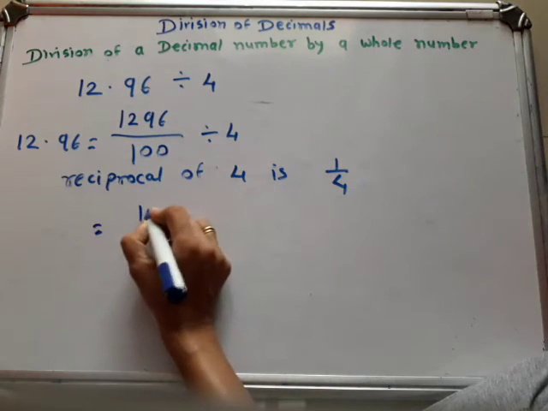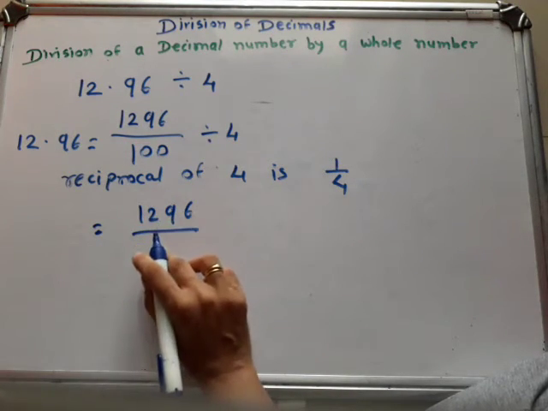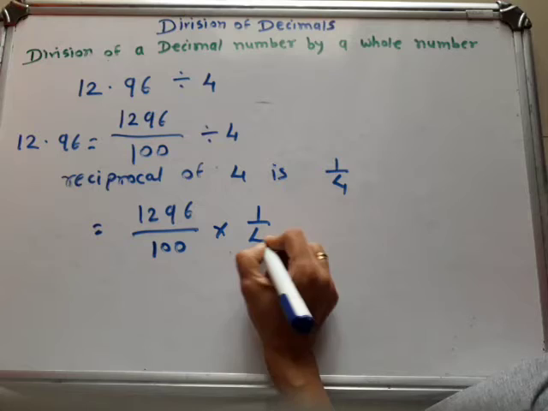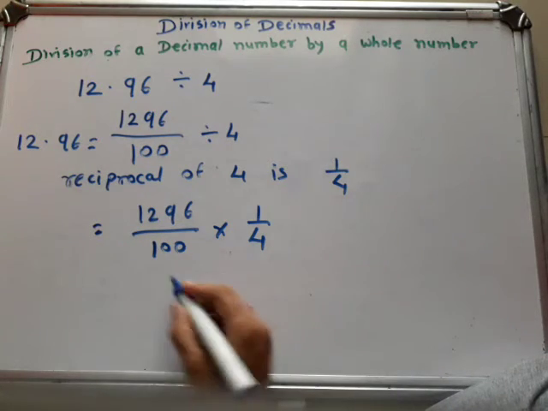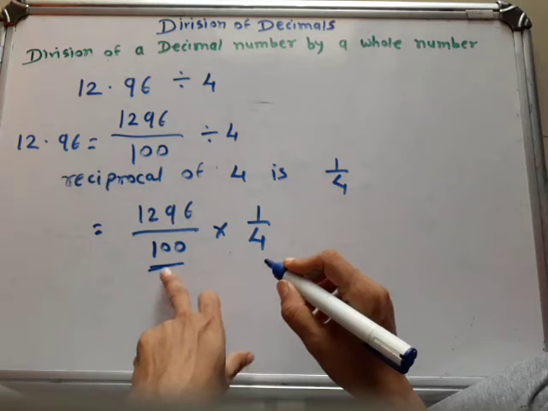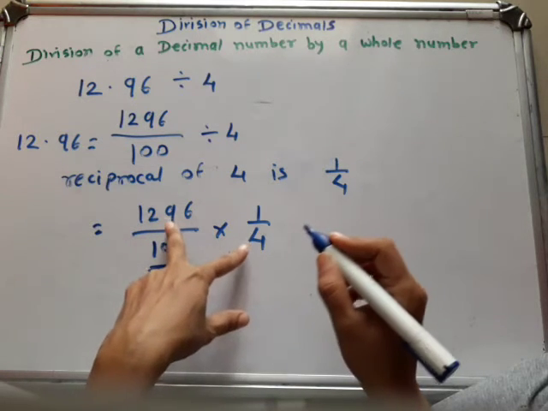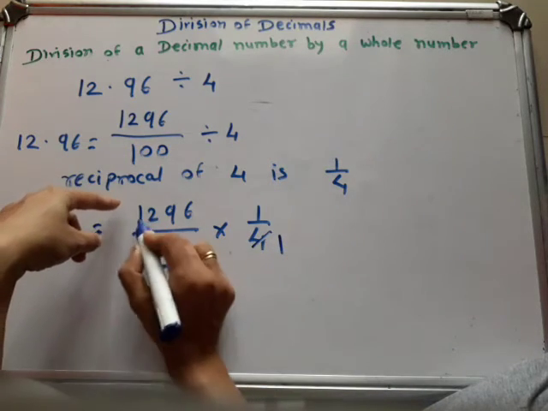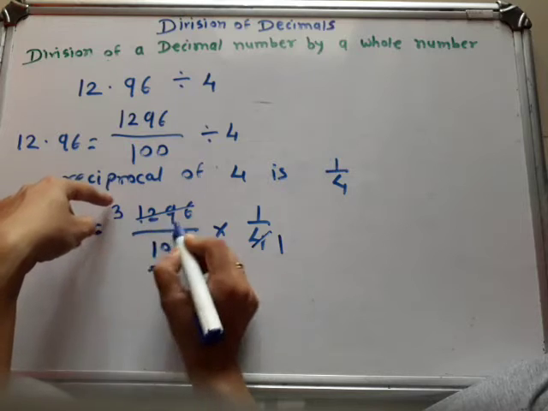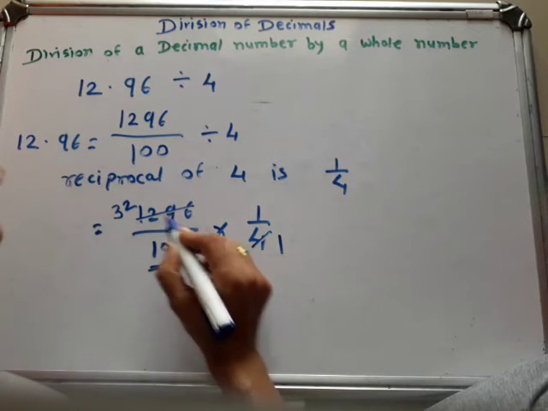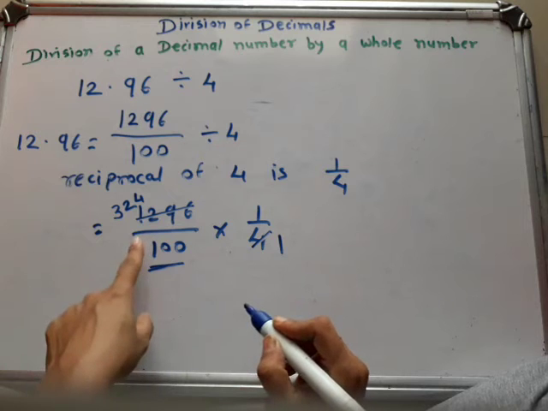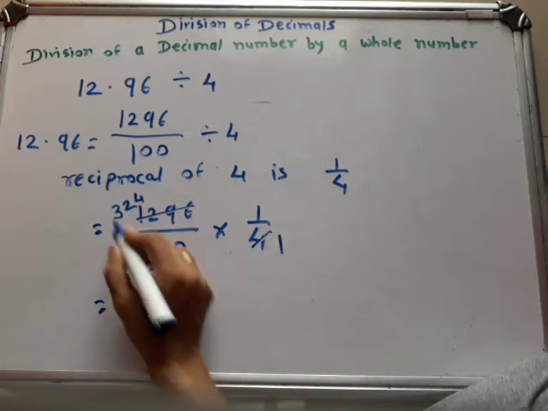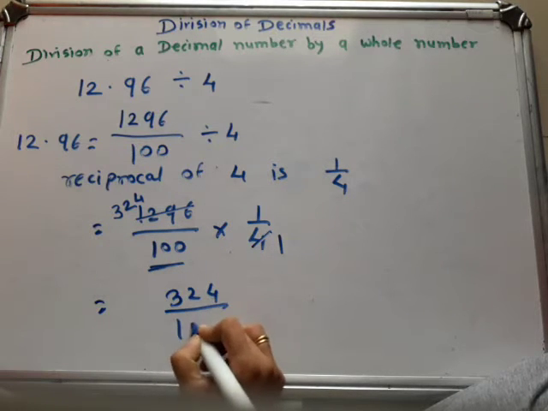Then next step, 1296 divided by 100 multiplied by 1 by 4. See here, we write 100 as it is. You have to solve only this part: you have to divide the number by 4. 4 1s are 4. 4 3s are 12, 4 2s are 8, 1 remainder, 4 4s are 16. So here we get the answer 324. So you have to write 324 divided by 100.